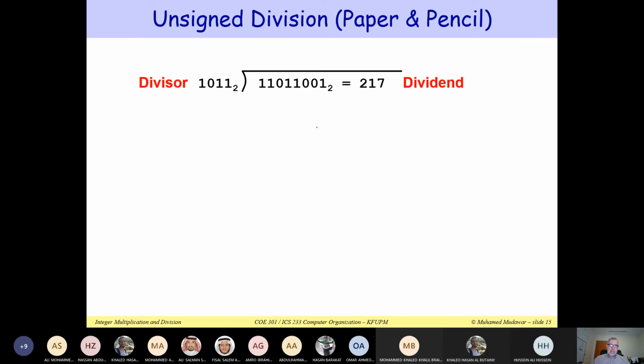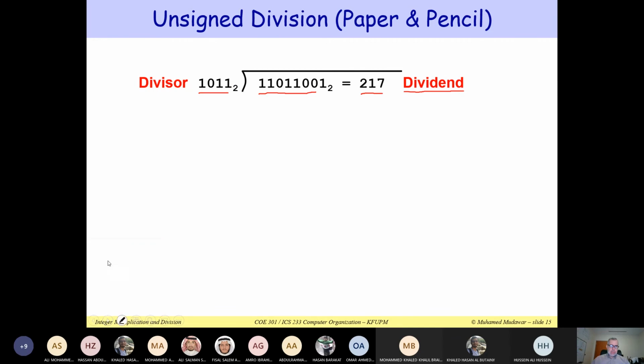Suppose I would like to divide this 8-bit number here, which is 217, by this divisor. So this is called the dividend. The first number is called the dividend, and this is called the divisor. So the divisor here is what? It's 11, right? So this number in binary is equal to 11 in decimal. Right, so let us do this division. So what I would like to do first is that I'm going to attempt to divide 1 by the divisor, but this will give me 0.